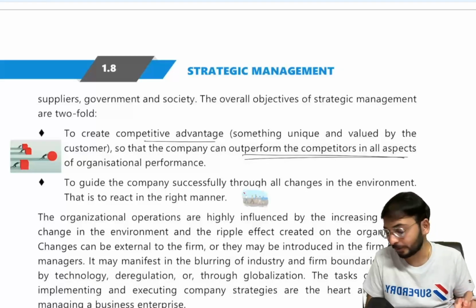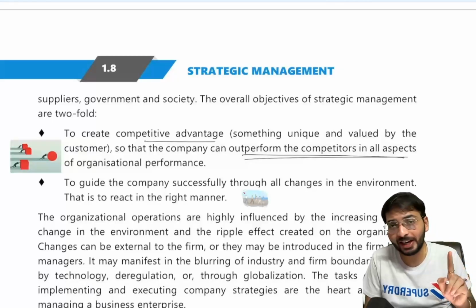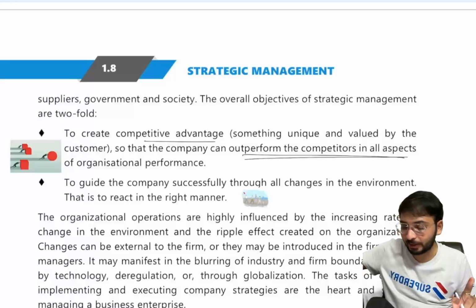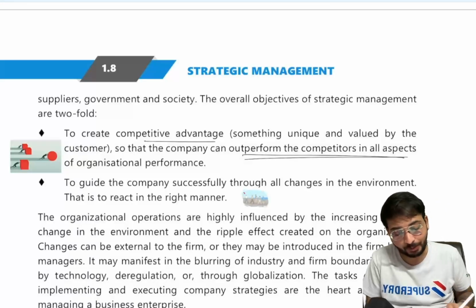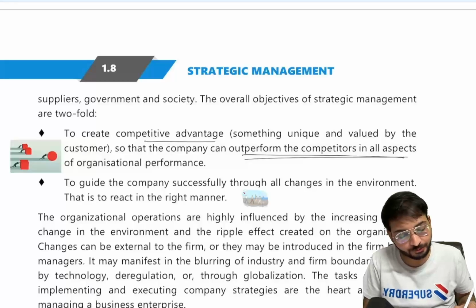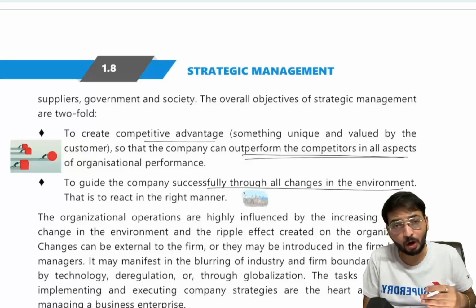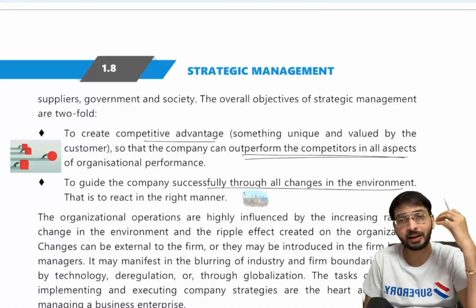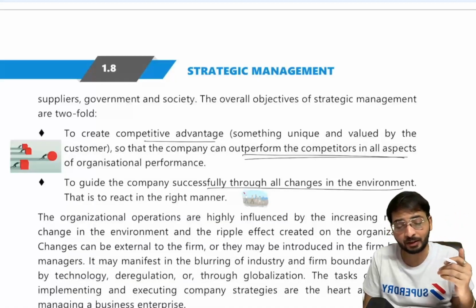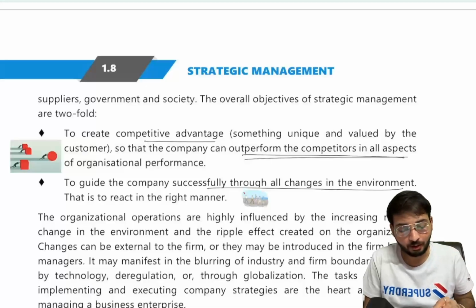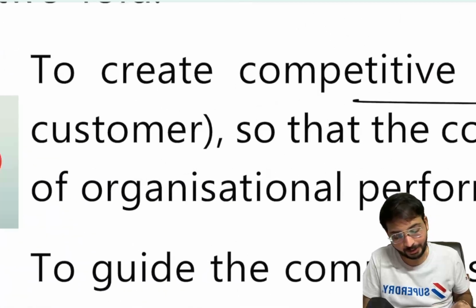What are the overall objectives of strategic management? Number one, to create a competitive advantage, which means you are performing better than your competitor. Second one, to guide the company successfully through all the changes in the environment. You cannot eliminate the changes which are there. What you can do is strategically implement the proper strategies for guiding the company successfully through changes in the environment, that is, react in the right manner.